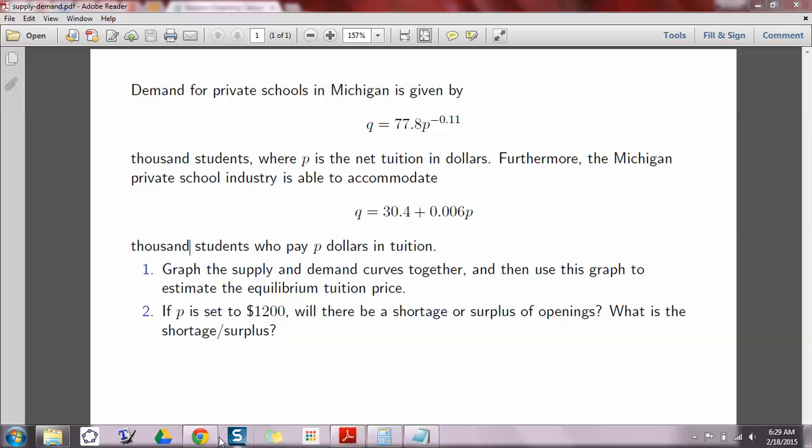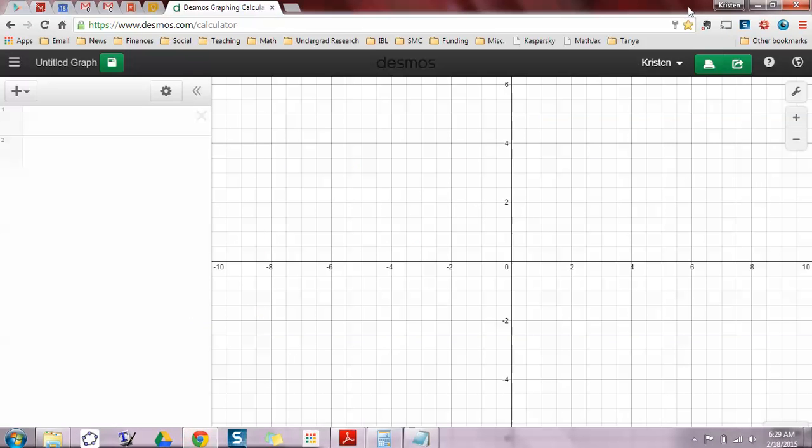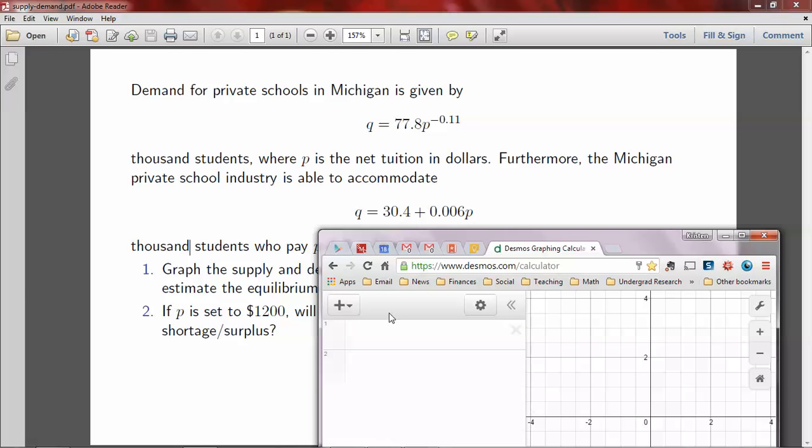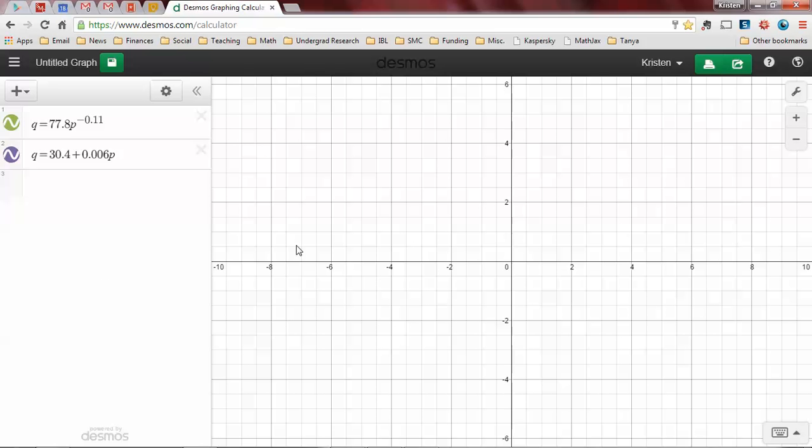So what I've done is I've opened up a Desmos window. Let's just minimize that so we can write these equations in here. We're going to put both of them in there as they're written. So the first is Q equals 77.8 times P to the negative 0.11. And the second one is Q equals 30.4 plus 0.006 times P. And let's maximize this browser. And you'll notice that the equations are over here on the left-hand side.